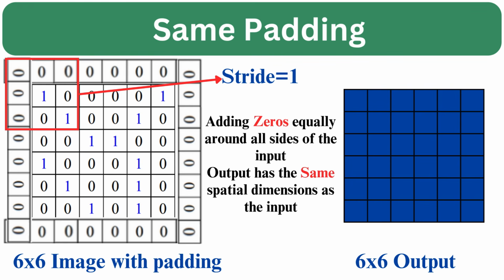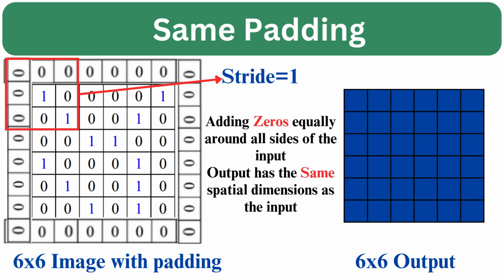For example, if we have a 6 by 6 image here and we have done the padding of one border, then the output dimension will be 6 by 6. So the dimensions are not reduced by the convolutional layer. And the reason behind this is that we have used same padding.